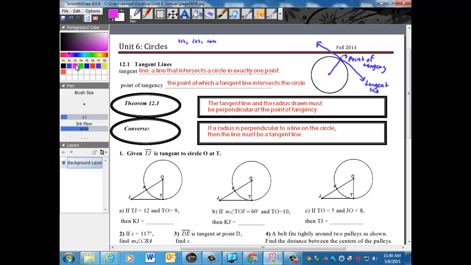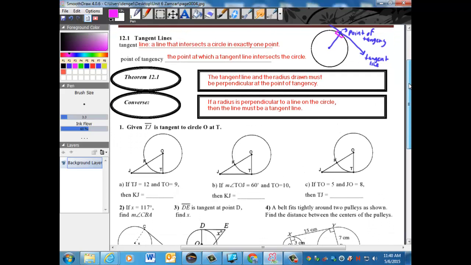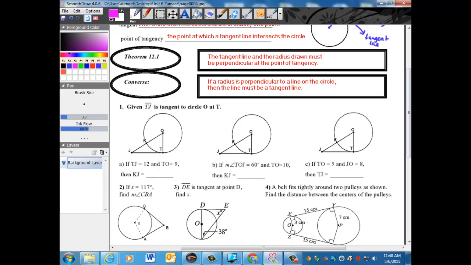Then what happens when we draw in our radius is that it's always going to be perpendicular to the tangent line. So we can put 90-degree angles here and here. And so that's what our theorem says, that the tangent line and the radius drawn must be perpendicular at the point of tangency. It's also true that if we use its converse, if a radius is perpendicular to a line on the circle, then the line must be a tangent line. Alright, so those are our two new terms. We're going to work with those and solve these problems.